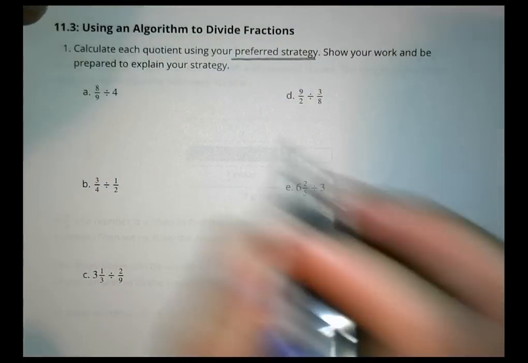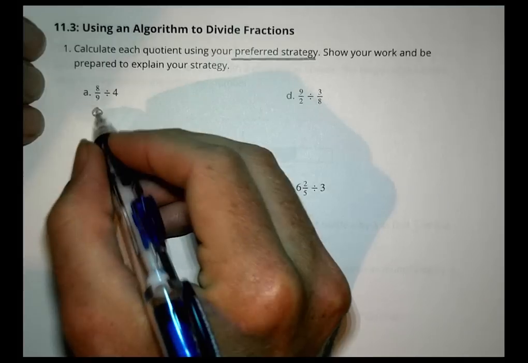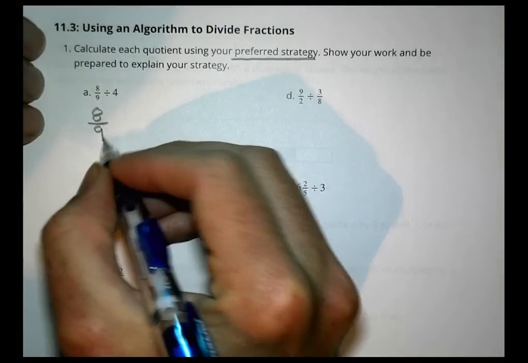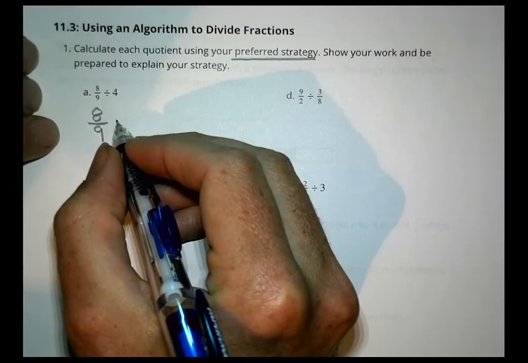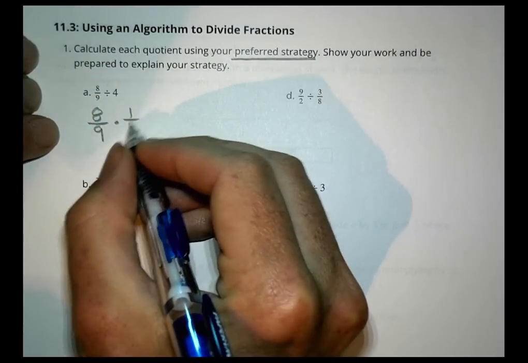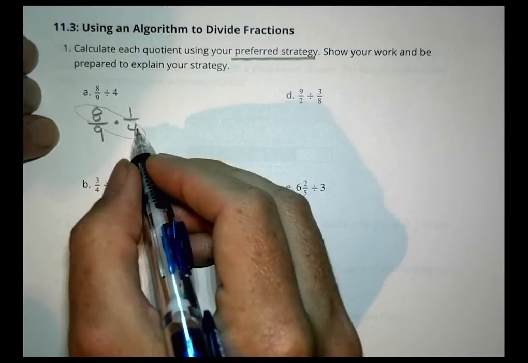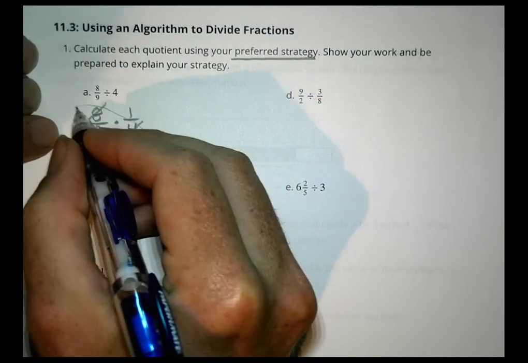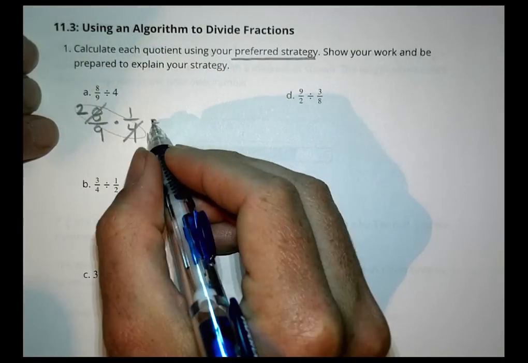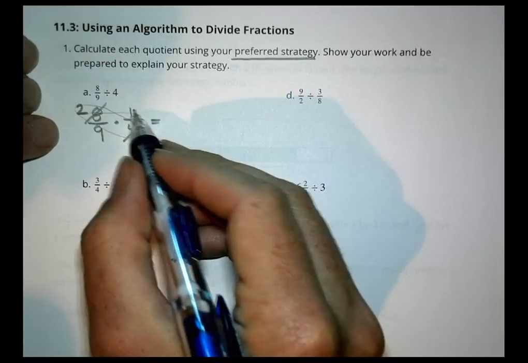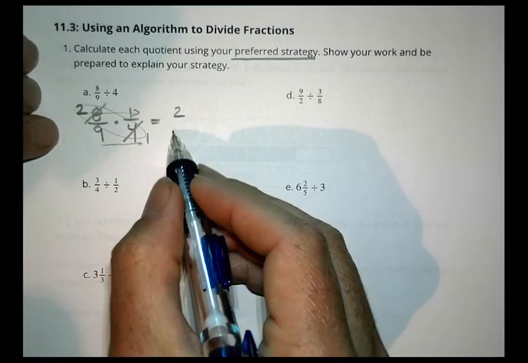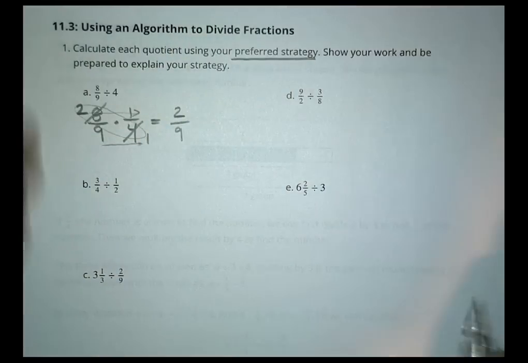So here we go. For me, I like to take the first fraction, and instead of dividing by 4, I'm going to multiply by the reciprocal, so 1/4. I'm going to look for things I can reduce. I have 1 4 here, and I have 2 4s there. And I multiply straight across. 2 times 1 is 2, and 9 times 1 is 9, and so I have 2 9ths.